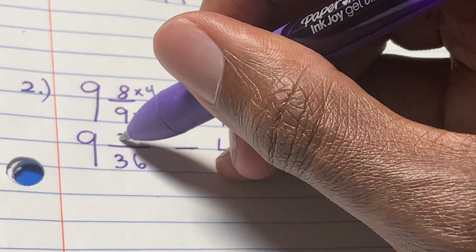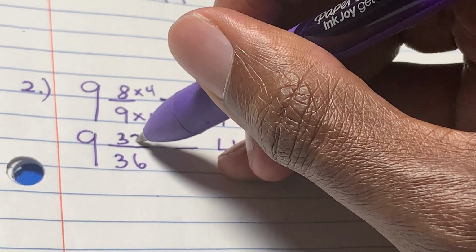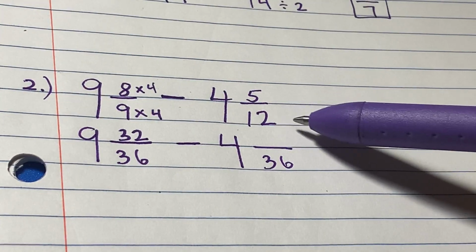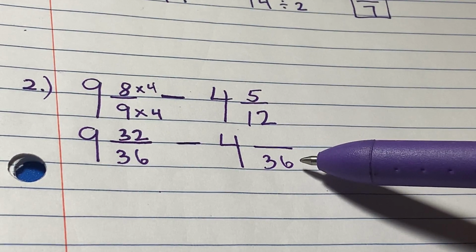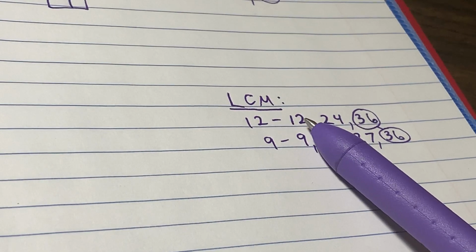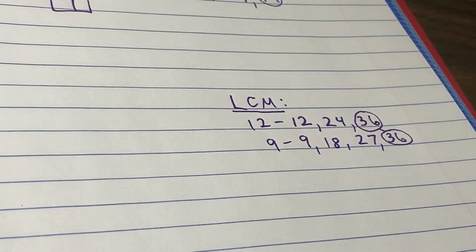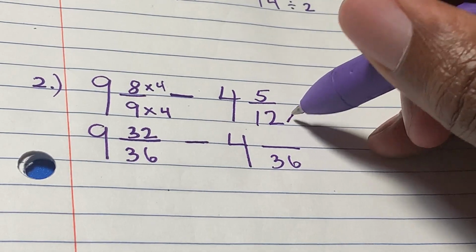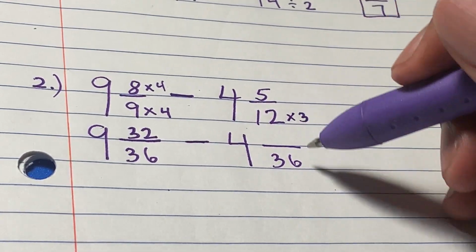Someone said, Mr. B, isn't that 32? It's 32. 12 times what gave me the 36? Look back if you forgot. Count, please. 1, 2, 3. Okay, you multiplied by 3. Bring it back over here. 12 times 3 is 36.